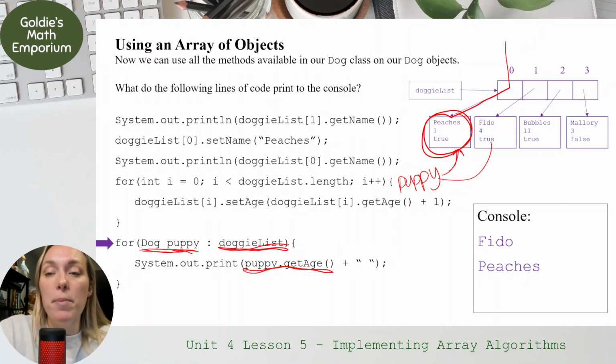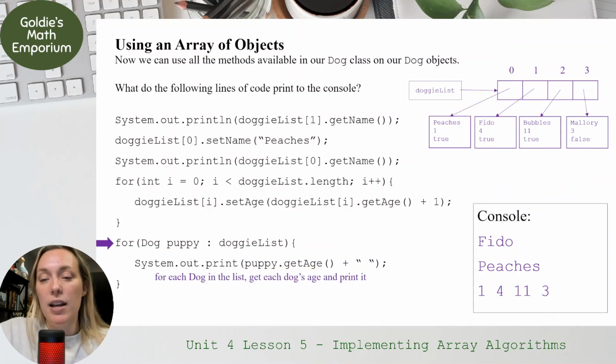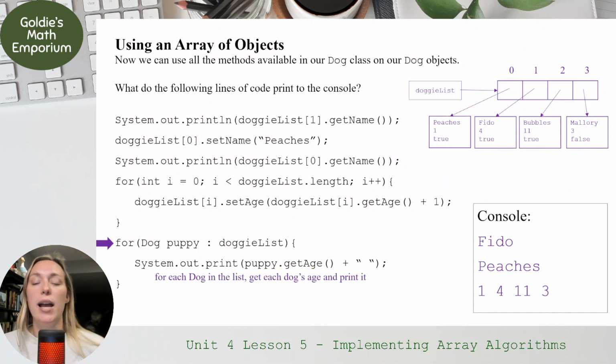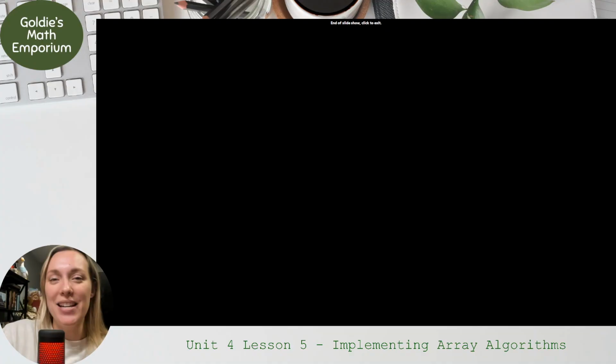Then puppy is going to point here. Puppy get age is going to be 4, print off 4. Then puppy is going to point here. Get age 11, print 11. Then puppy is going to go here. Print age 3. And you'll get that all in one line with a space between. Okay. Look good? Hopefully? Yeah?